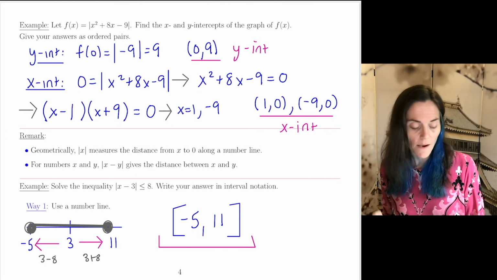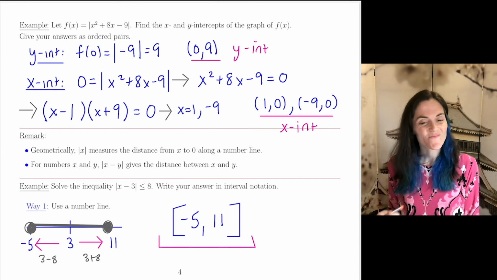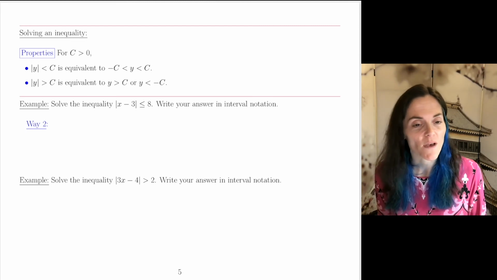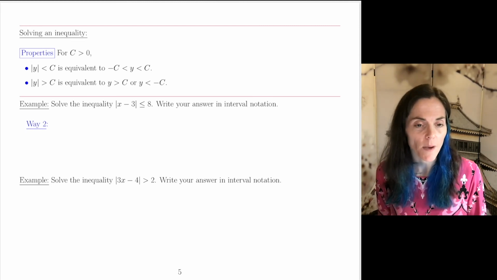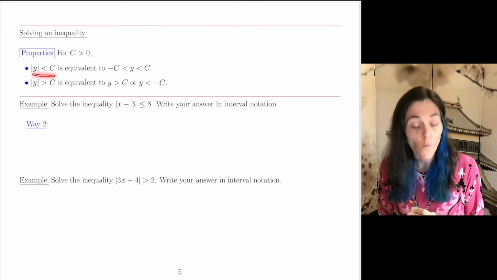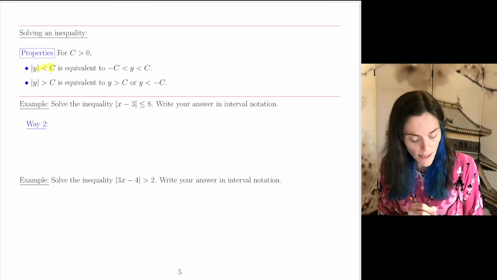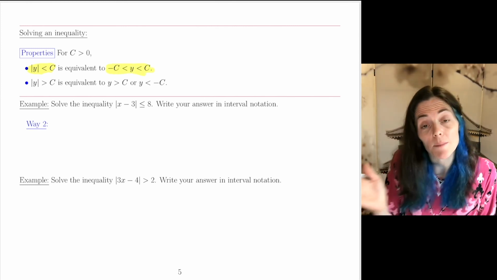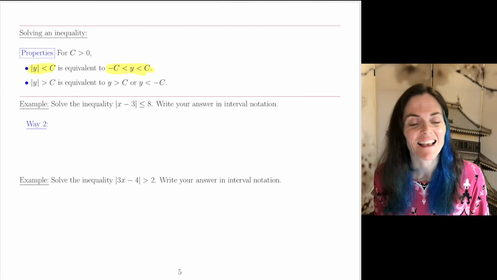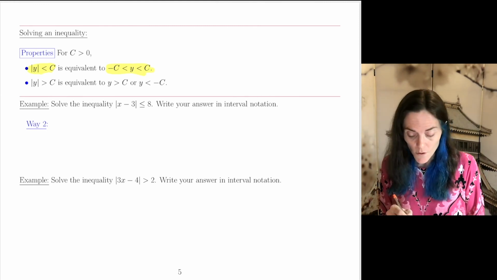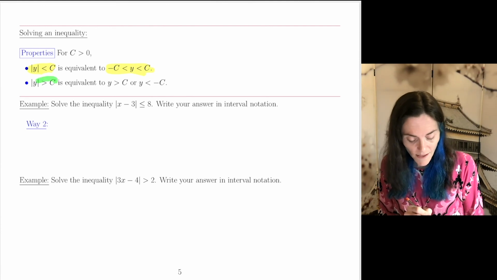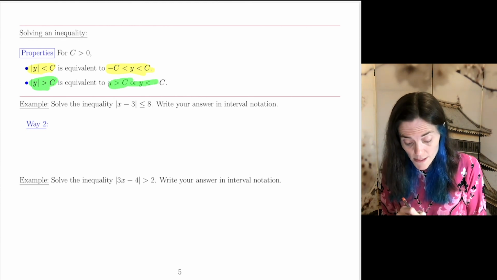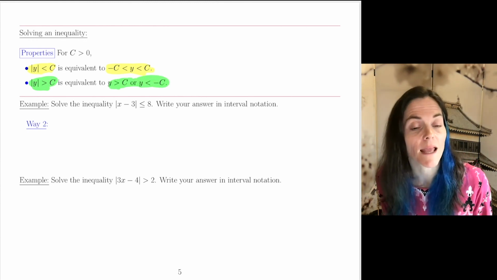And I really thought about distance here. Another way we can solve an inequality involving absolute values: here C is some positive number. If you have absolute value of y less than C, maybe I will highlight this, this is equivalent to the number y being between -C and C. On the other hand, if you have absolute value of y bigger than C, this is equivalent to either y itself bigger than C or y less than -C.